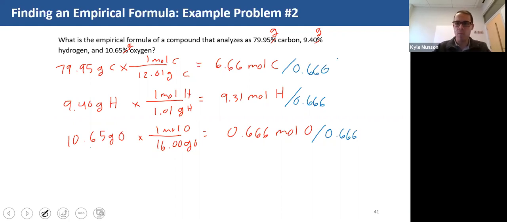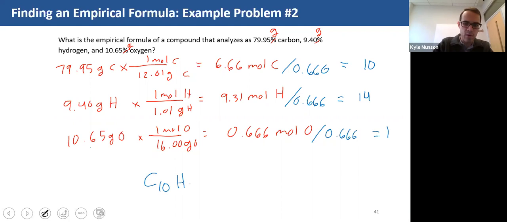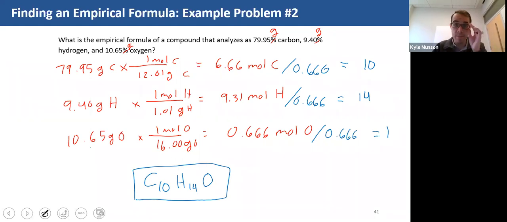Okay, and when we do that, what I hope you got, the ratios here, this is 10, this is 14, this is 1. So the empirical formula then, when you put all that together, is going to be C10H14O. This is the lowest ratio of whole numbers, okay? So we did it, that's it.